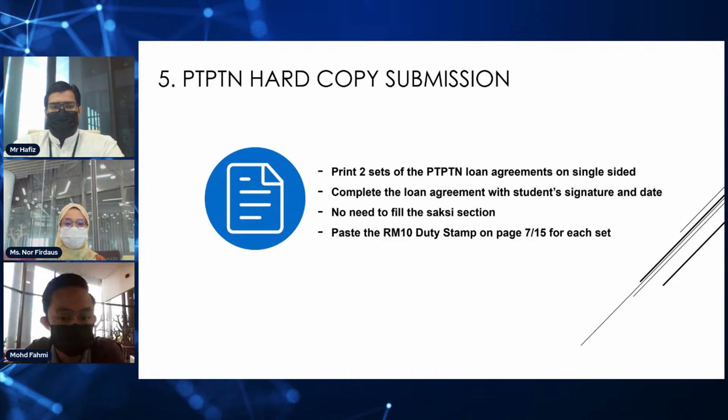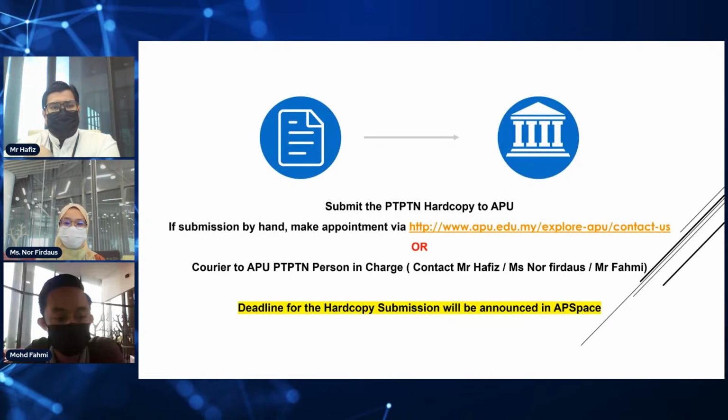Last, you need to paste a 10 ringgit duty stamp on page 7 for both copies. The duty stamp can be bought at any nearby post office. Next, for submission, during this FMCO, you can submit by courier or you can come to APU. For those students who choose to courier to APU, make sure you post the letters by 10 July to ensure we receive your documents before the deadline of 14 July this year.